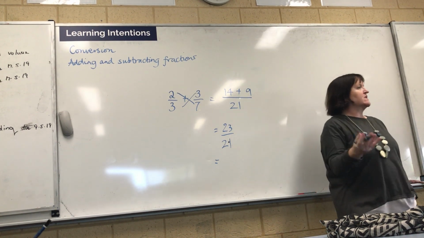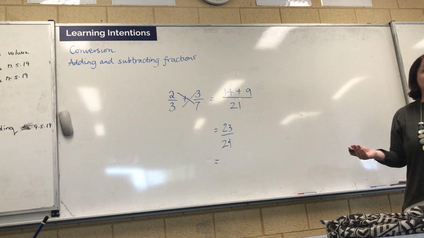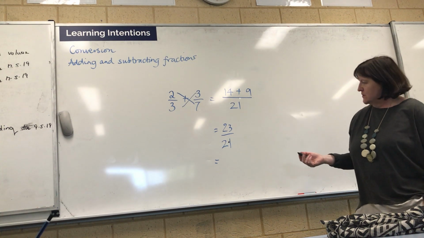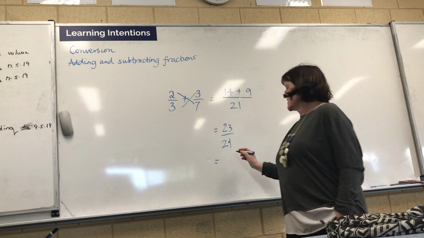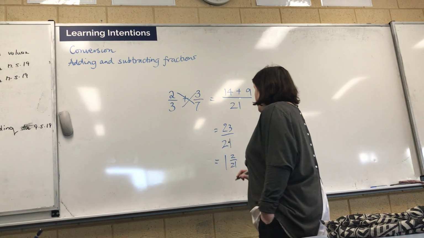And then what do you do with something like that where your answer is bigger than 1? Turn it into a mixed fraction. Well done. So that would be what, Cody? 1 and 2 over 21. Well done. 1 and 2 over 21.